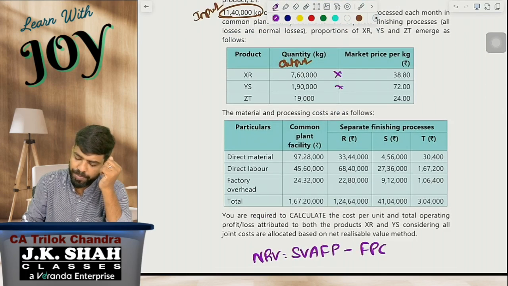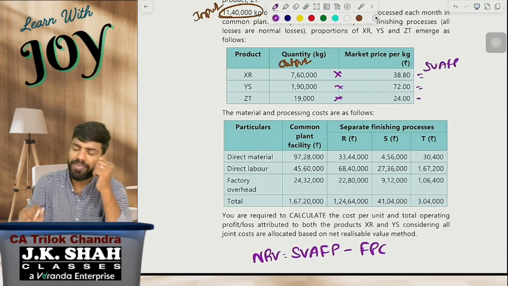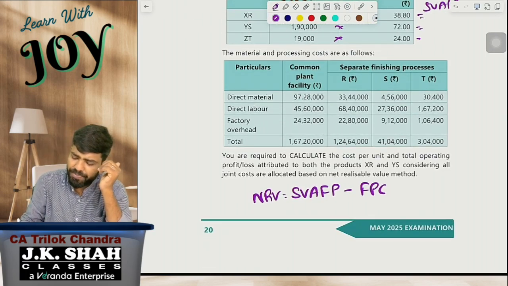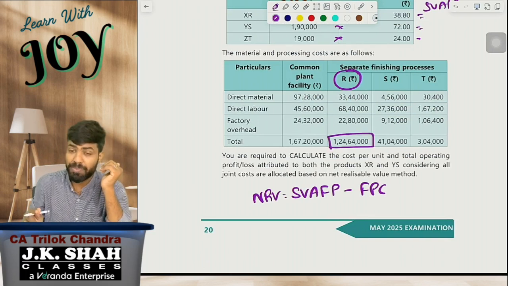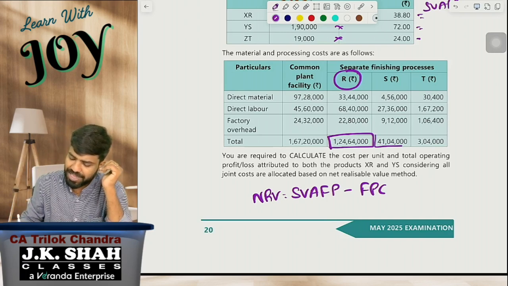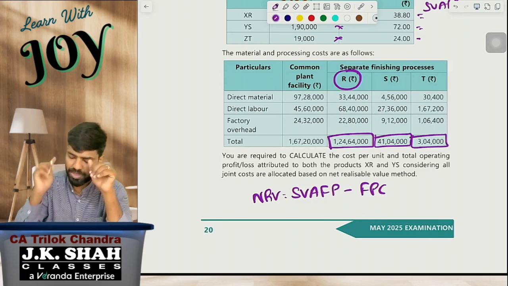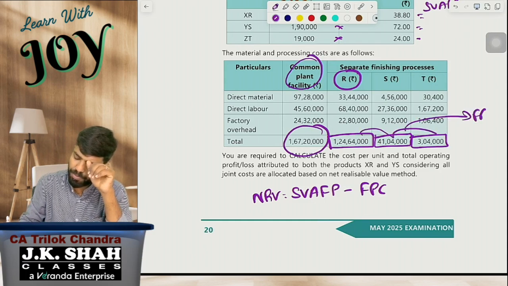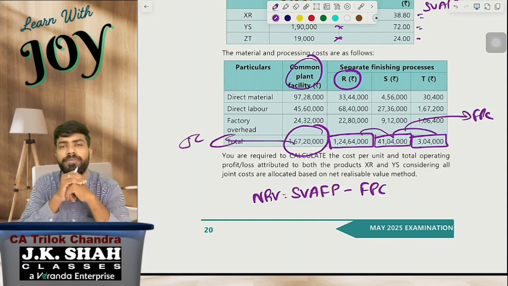Now, how to calculate sale value? By multiplying this, we'll get the sale value after further processing. Now, look into the further processing cost. Separate finishing process, R department: in R they are incurring 1,24,64,000. That is the further processing cost. When it comes to S, further processing cost is 41,04,000. When it comes to T, 3,04,000. These three elements are the further processing cost. Common plant facility, this is the joint cost.